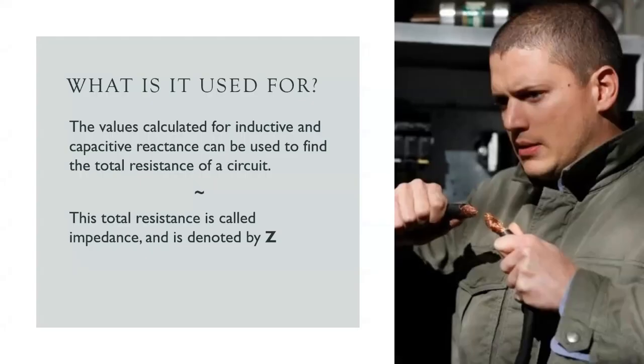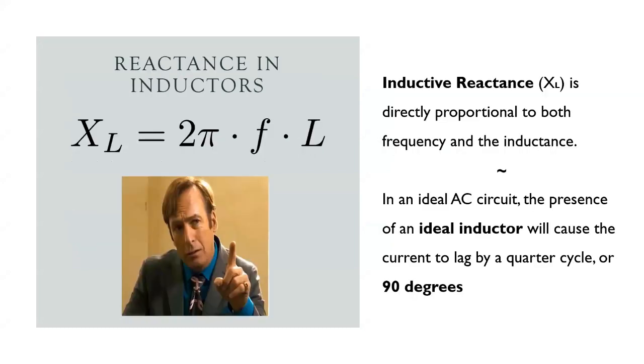So it's used in calculations when you're calculating the total resistance of a circuit. We use inductive and capacitive reactance along with resistance to find impedance, which is the total resistance of a circuit. And that's denoted by Z, which is our value there.